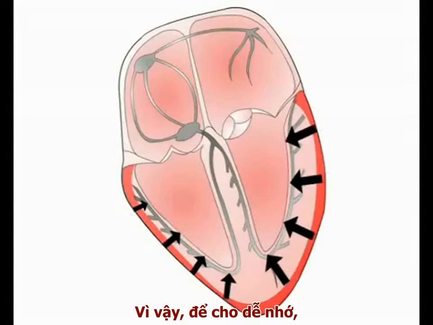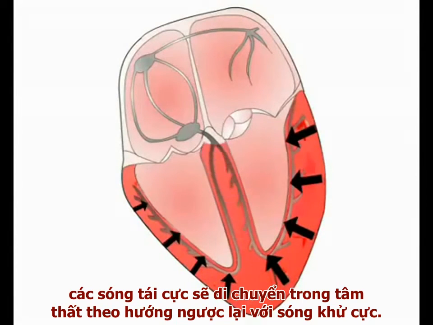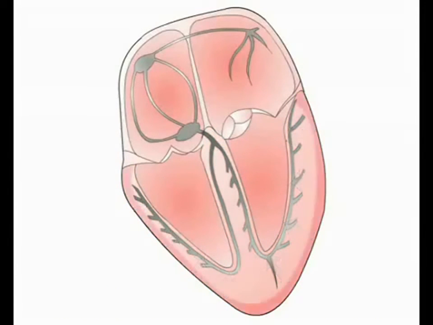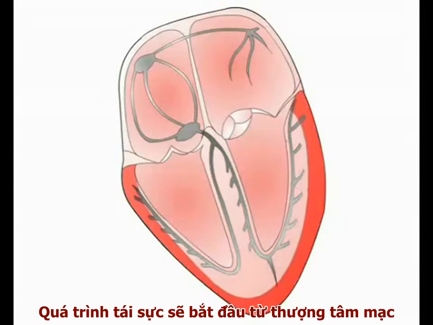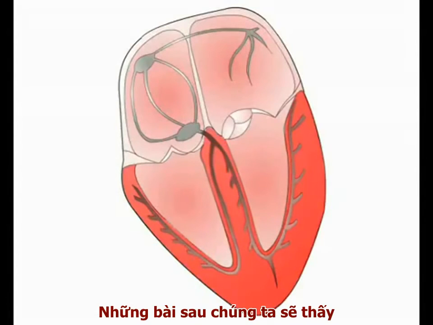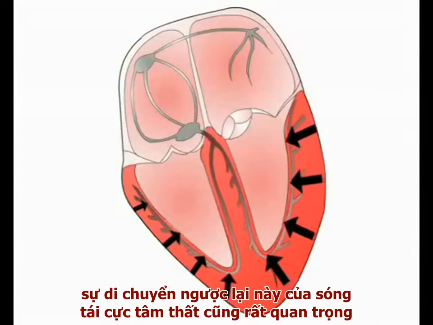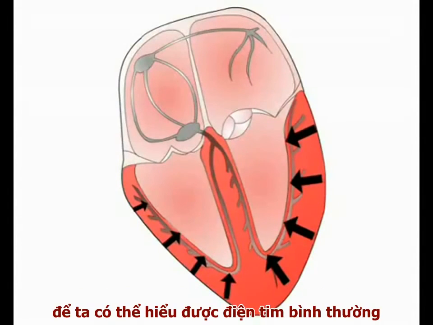Therefore, perhaps counterintuitively, repolarization spreads through the ventricles in the opposite direction to the depolarization wave. As illustrated here, repolarization begins in the epicardium and then spreads backwards from the epicardial to the endocardial surface of the ventricles. We'll see later that this retrograde spread of ventricular repolarization is important in understanding the normal ECG readout.